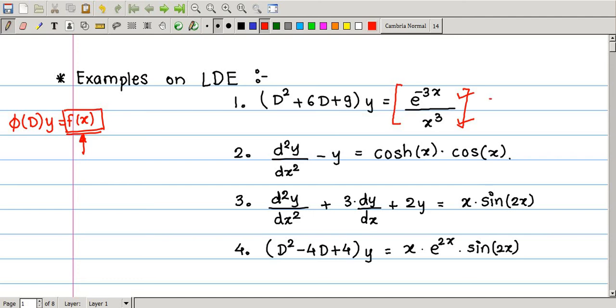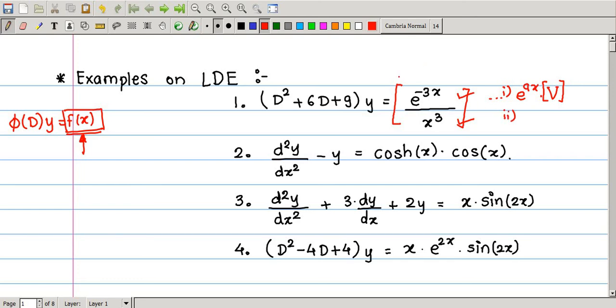So you can consider we have three different options. First one, we can consider e raised to ax into v, because there is one exponential function, and since there is no condition on this v, it can be any function of x, so we can consider v is equal to 1 upon x cube. So this is our first choice.